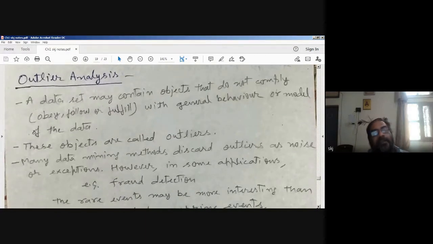Another kind of analysis is outlier analysis. Outlier means someone does not fit in a group, just like the odd man out problem. In outlier analysis, a data set may contain objects that do not comply with, obey, follow, or fulfill the general behavior or model of the data. These objects are called outliers.